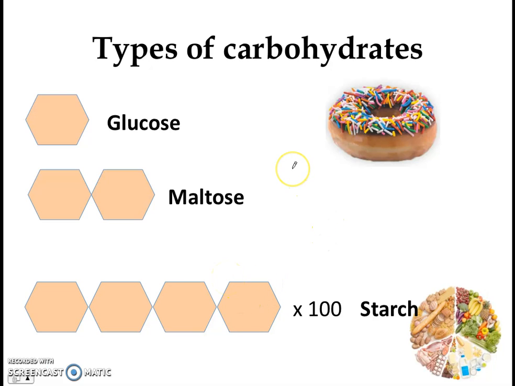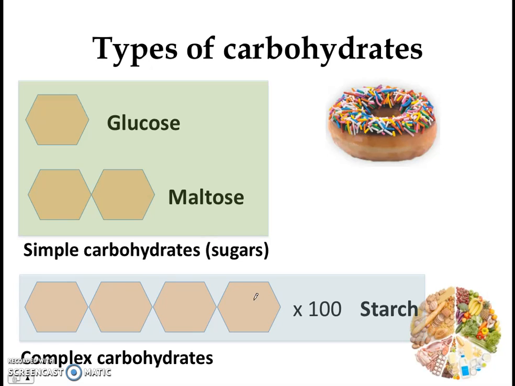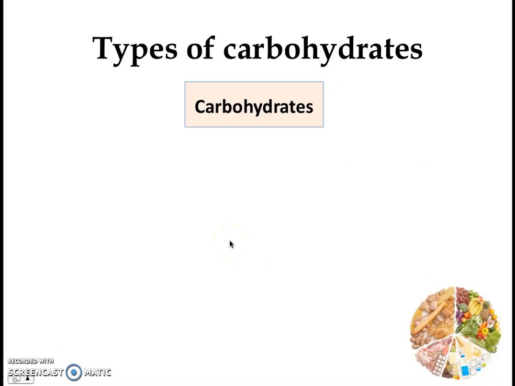So how we classify them is that glucose and maltose are simple carbohydrates or sugars, right? And starch, being a very, very large molecule made out of many, many small units of glucose, is a complex carbohydrate, right? It's more complex, it's larger. So simple carbohydrates and complex carbohydrates. So we can also show this in a diagram form.